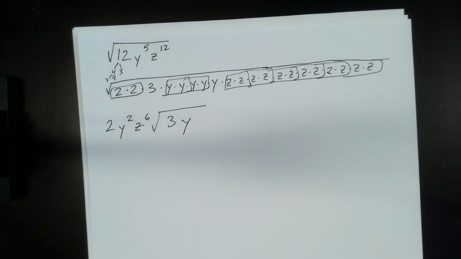So now for the shortcut. First off, you're always going to have to factor out the whole number. No matter what, you're always going to have to factor the whole number. Okay? Whatever the number is, you're going to have to factor it down. But the variables are extremely easy.